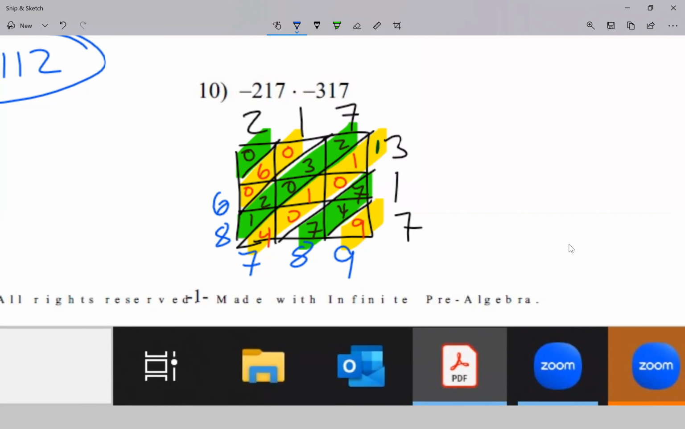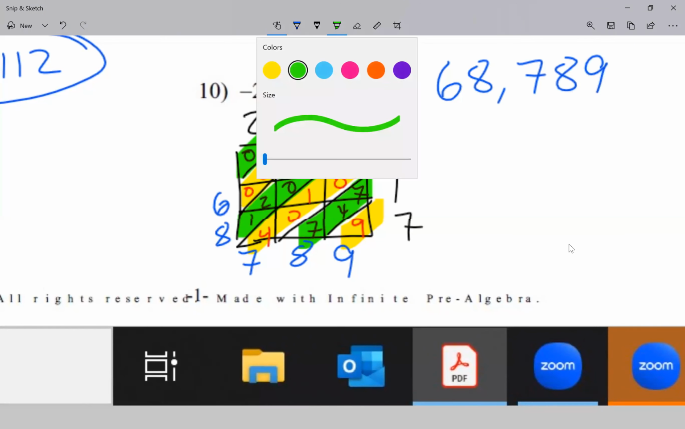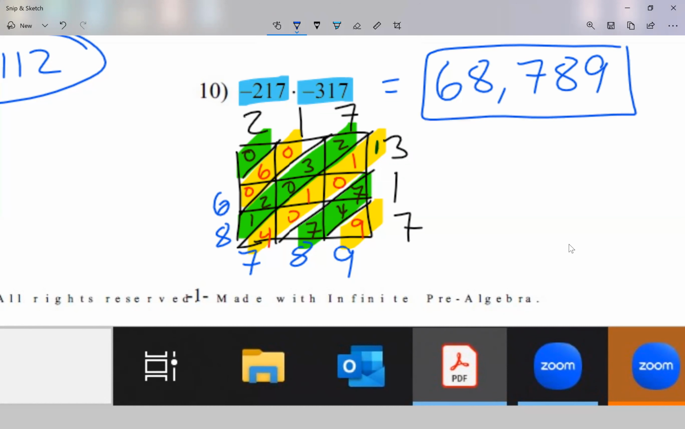So my answer, when it comes to my digits, I'm going to say 68,789. When it comes to the signs, because they're both negative, my answer stays positive. Pretty cool.